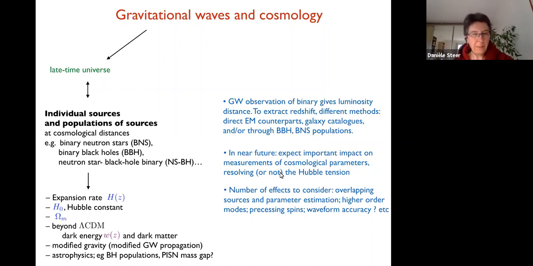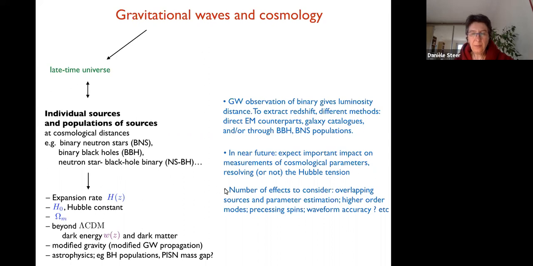Feeling optimistic, I think that in the near future, with these different methods, these observations, and the future detectors, so Einstein telescope, LISA, and hopefully also advanced LIGO, we will have important measurements of cosmological parameters, resolving the Hubble tension, or possibly not, if there's new physics involved. And new physics is something which we'll be discussing today.